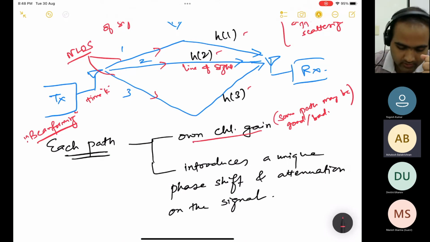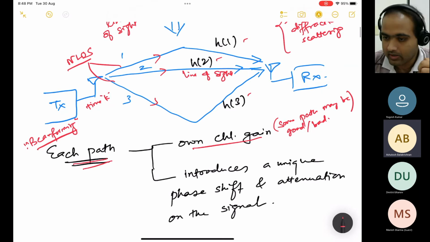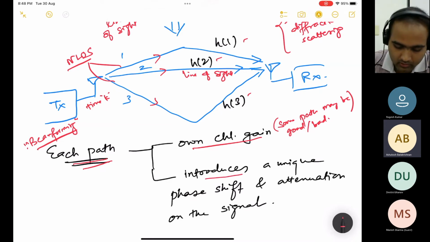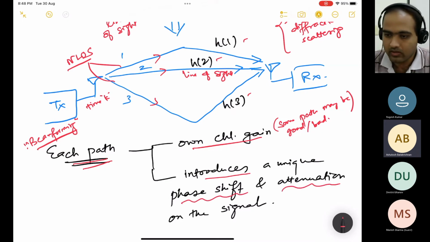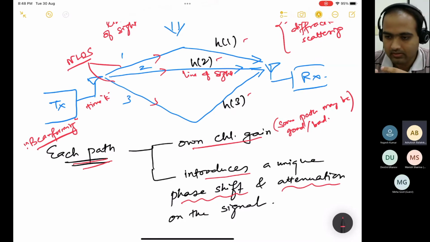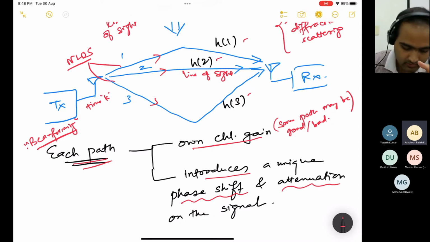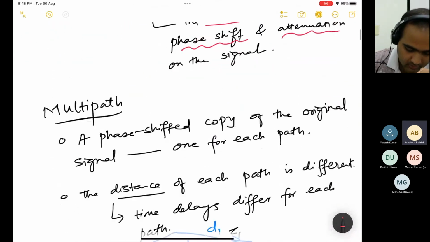So there are multiple applications which we do by intelligently exploiting the paths. But currently what you should know is that each path of the multipath has its own channel gain, right? And it may be beneficial, it may not be beneficial. We don't know that. Each path also introduces a unique phase shift and attenuation on the original signal, right? So each path will attenuate the signal differently. Each path will have its own phase shift, and its own attenuation on the symbol which is being transmitted.